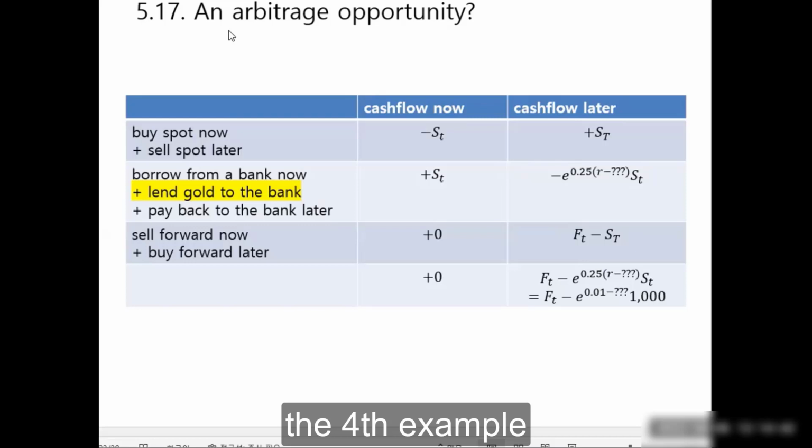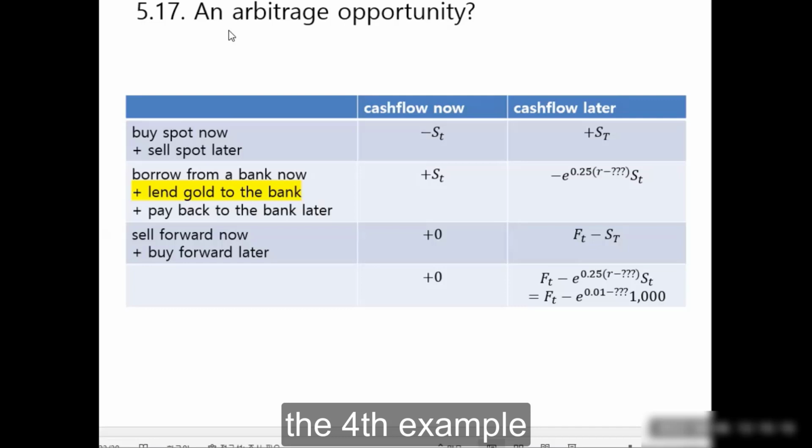In this case, actually it's the opposite direction because we are considering the combination of all these three. What we said here is if you buy gold in the spot market now and sell forward now, and to buy gold you need money, so you borrow money from the bank. Then if you do that, the cash flow here is zero, and therefore the cash flow here must be zero. That was the story that we made last time.